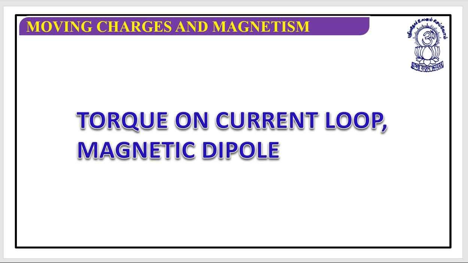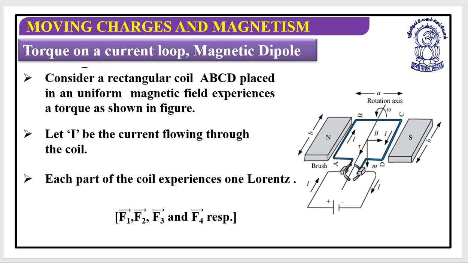In today's session we are going to discuss two very important topics. First is the torque on the current loop, and then we are going to switch to the magnetic dipole. So let's first start with the torque on a current loop. Let's have a look at what the situation should be.